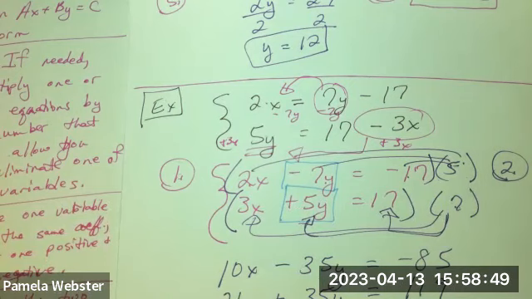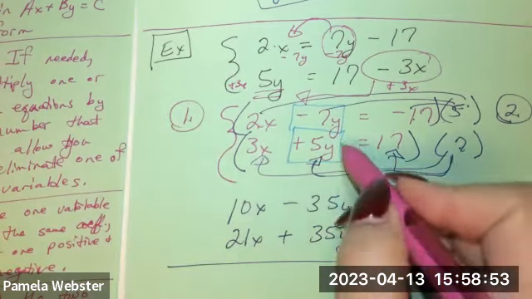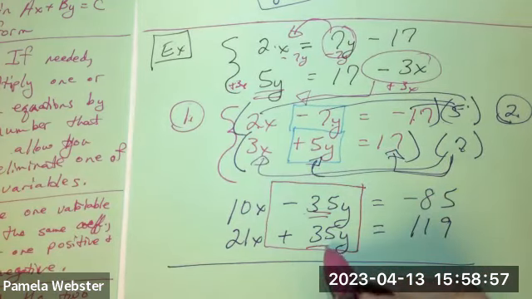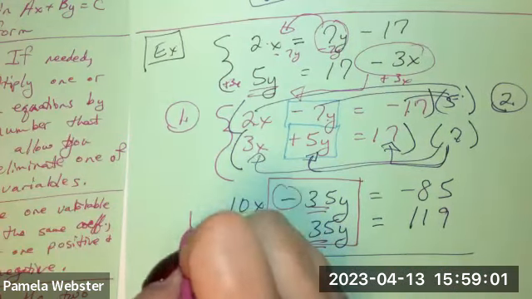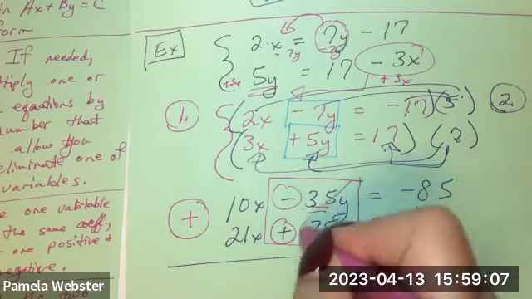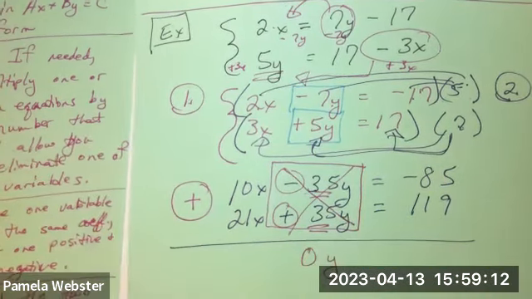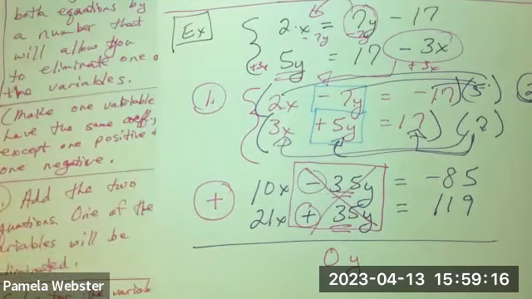Okay, and now if I am at this spot and I see, look here, those y's have the same coefficient, one's a positive, one's a negative, then I know I can do the addition method. I can add these two equations, and when I'm done, negative 35y and positive 35y is going to be 0y. That's going to get eliminated, and that's what I'm after, right?